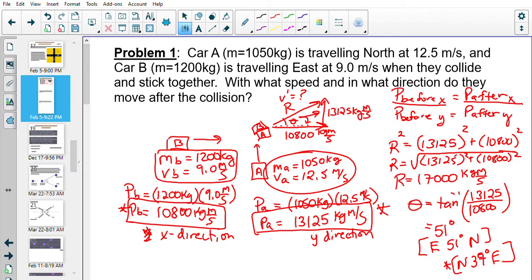Now, just before I walk away from the question, it did not ask me the momentum afterwards. It asked me for the speed. So this kilogram meter per second is not a speed, that's a momentum.